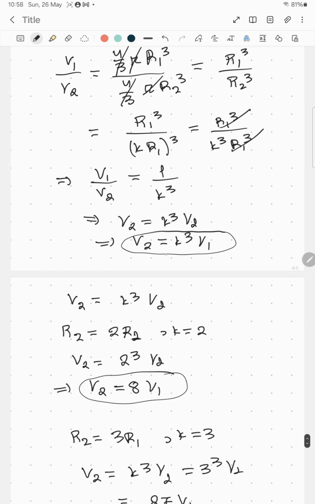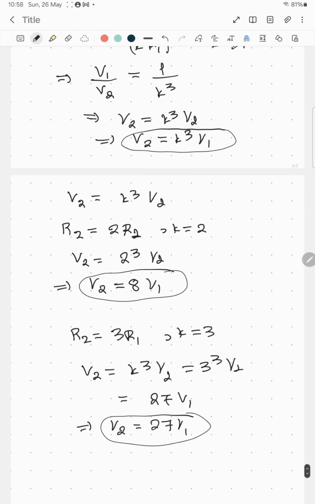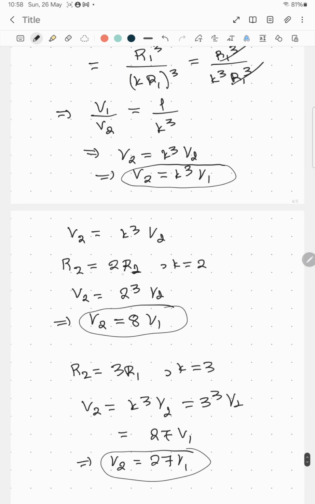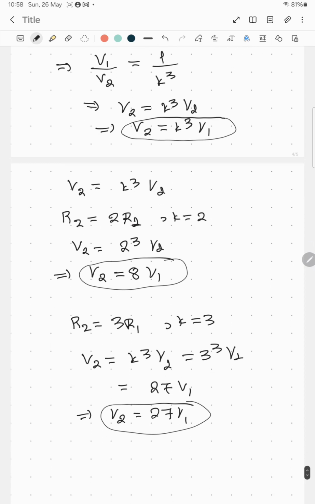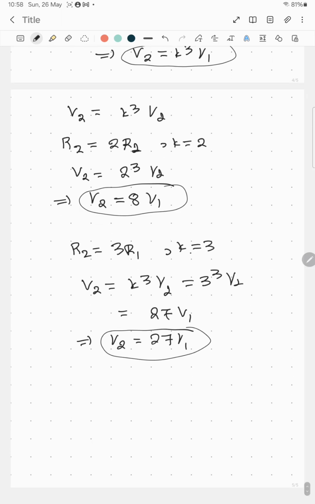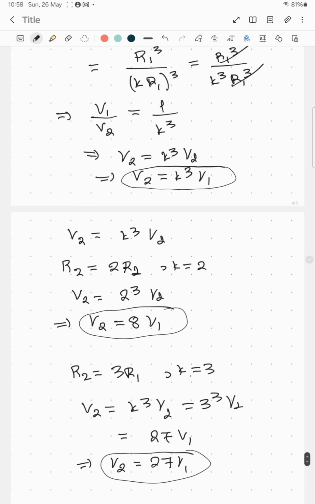And we obtain that V2, the volume of the second sphere, is a constant times the volume of the first sphere. And we see that if the radius of the second sphere is twice the radius of the first sphere, the volume of the second sphere is 8 times the volume of the first sphere. And if we increase k, if we triple the radius of the first sphere, we get that the volume of the second sphere is 27 times the volume of the first sphere. It's a really nice problem.